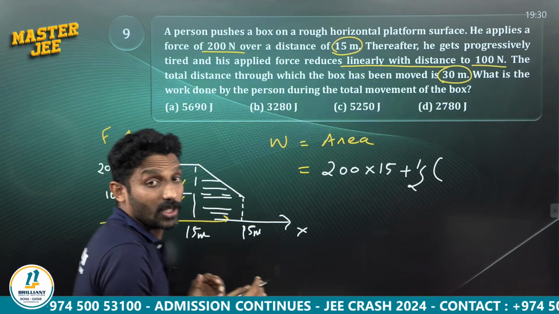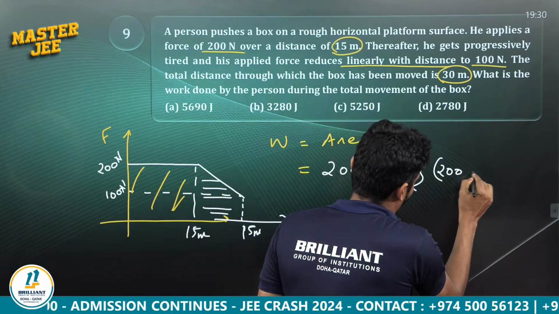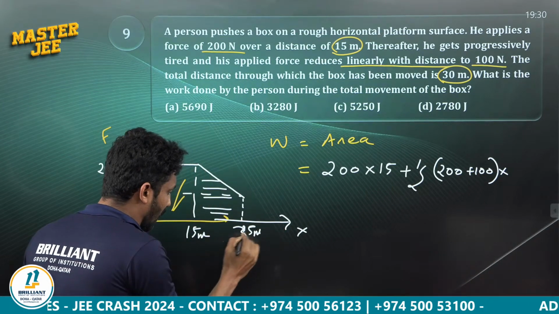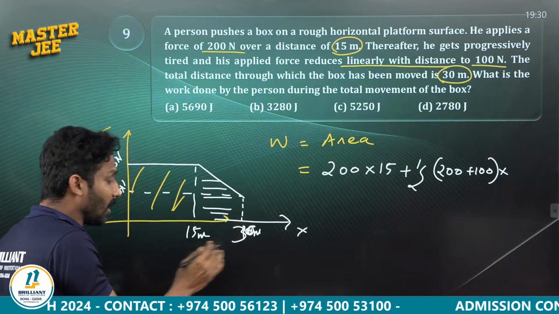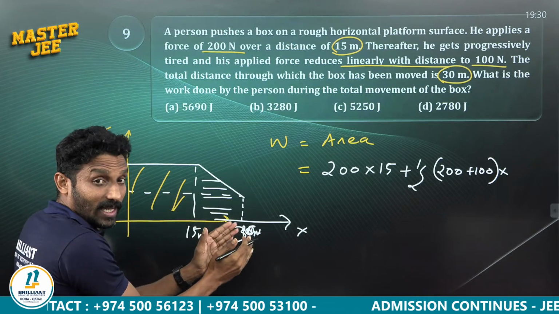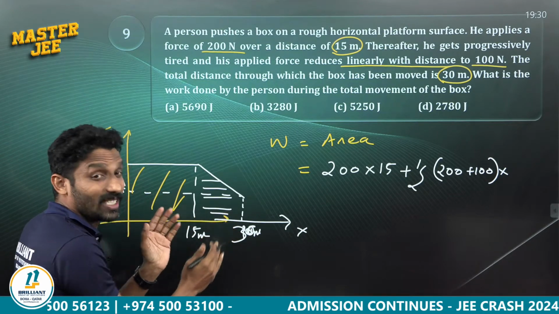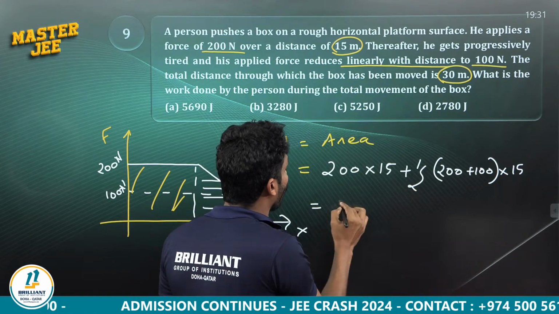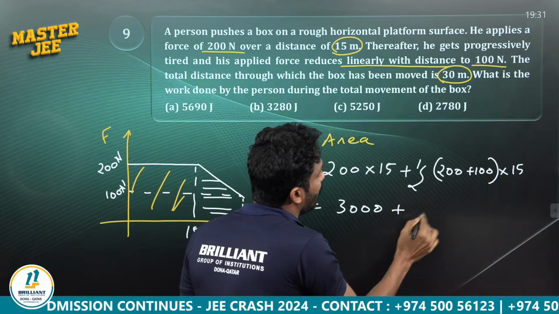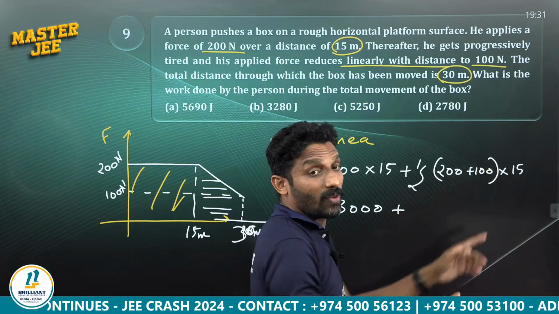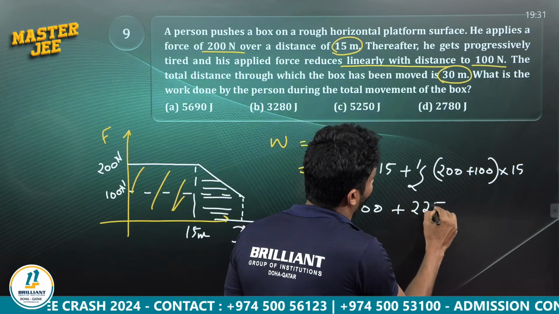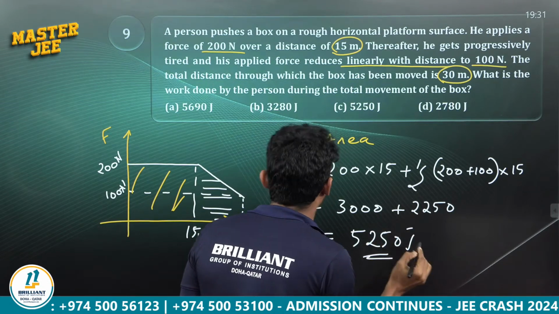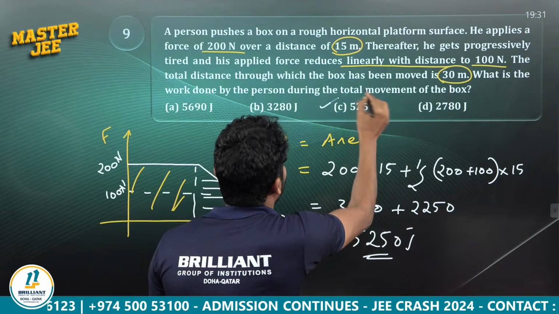200 plus 100, that is 300, into the base. The base is 15. Actually this is 30 meters, sorry: 0 to 15, then 15 to 30. This interval is 15 meter, so the base is 15. 200 into 15 is 3000, plus 300 by 2, which is 150, into 15 is 2250. So the answer is 5250 joule. Very simply done. It is option C.